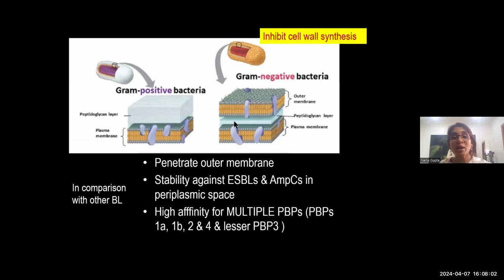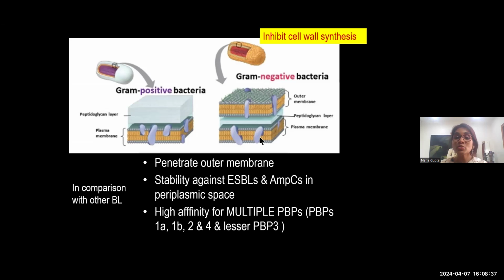So how do the carbapenems act? They inhibit the cell wall synthesis. And how is it different from the other beta-lactams? The carbapenems are able to penetrate through the outer lipopolysaccharide membrane better. They have stability against certain beta-lactamases which are found in the periplasmic space, like the ESBLs and the AmpC beta-lactamases, and they have very high affinity against certain multiple penicillin binding proteins.